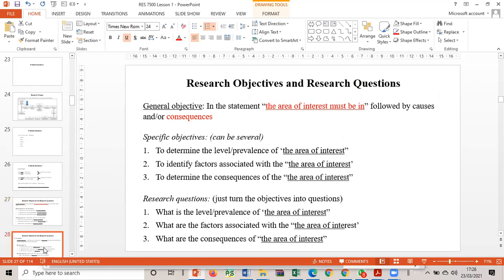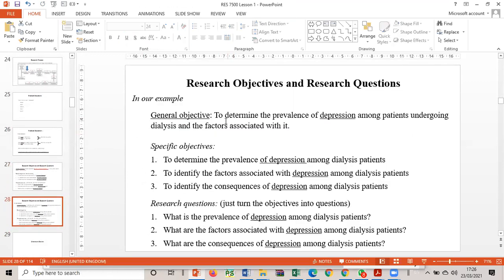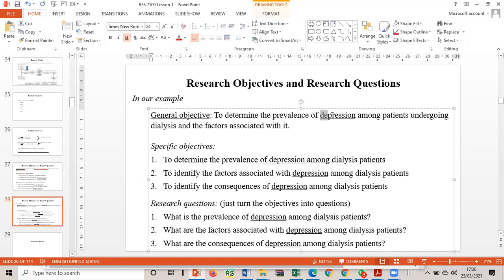Now let's see an example. Determine the prevalence of depression, the area of interest, among patients undergoing dialysis, and the factors associated.